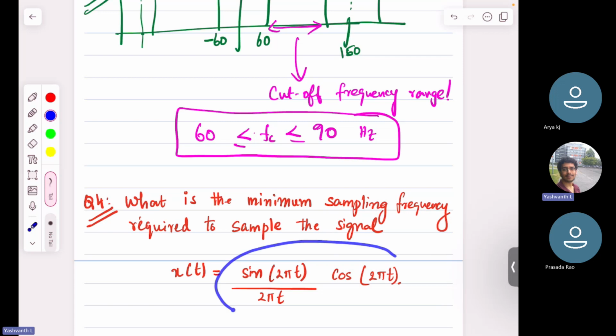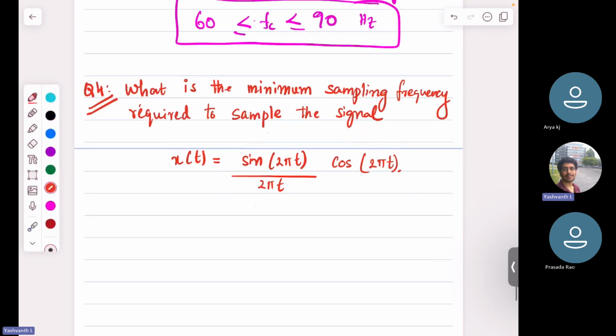Now, can anyone help me? Do you have any idea how to proceed? Let me simplify x of t. Tell me how to simplify x of t first.